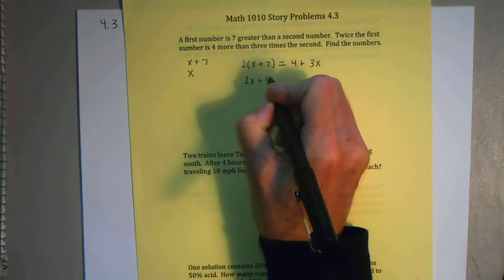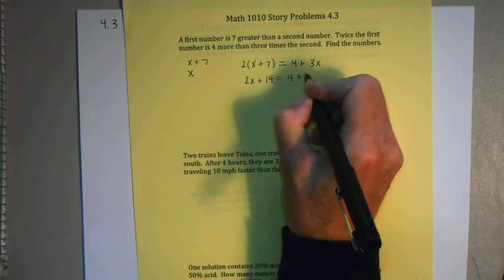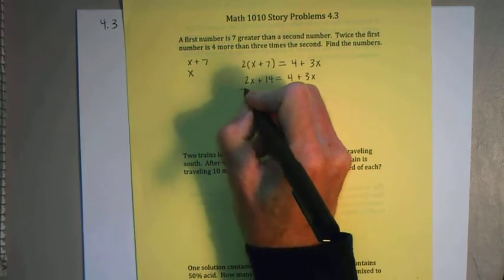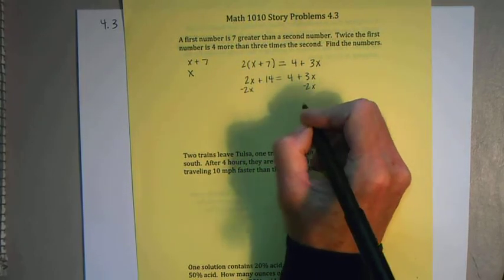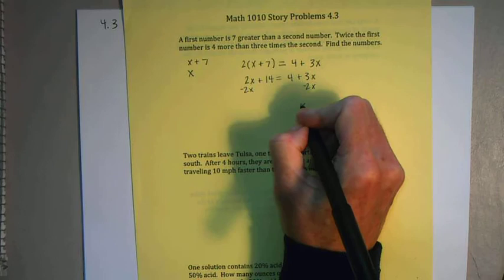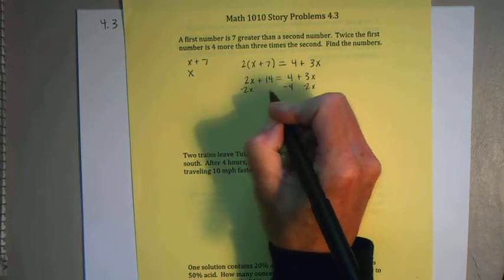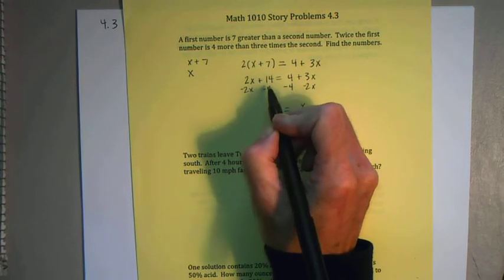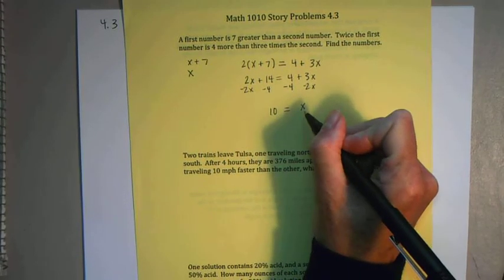And then I'm going to go ahead and subtract 2x. And you can do it either way. I'm just choosing to do that to keep my x positive. So I'll have 1x here. And then I'm going to go ahead in that same step and subtract the 4. So I'm going to isolate the variable. So I have x equals, and 14 and negative 4 is 10. So I have x equals 10.